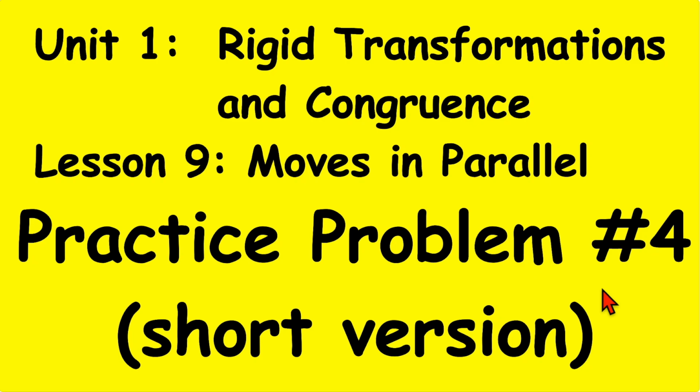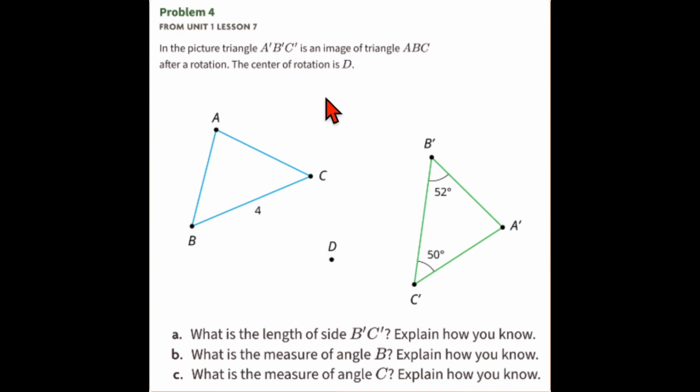This is a short version of practice problem number 4 from lesson 9, Moves in Parallel, in unit 1, Rigid Transformations and Congruence. In practice problem number 4, there is a rotation of triangle A, B, C around point D. So point D is the center of rotation, and this triangle is moved from this position, rotated around, and ends up in this position, renamed triangle A prime, B prime, and C prime.